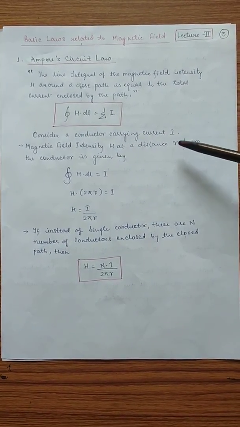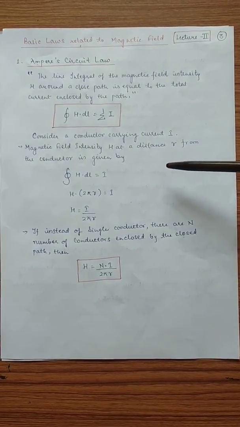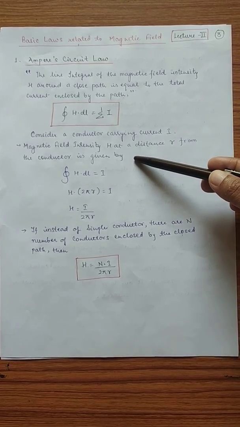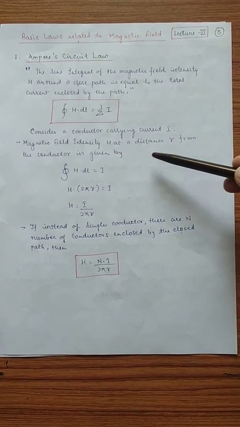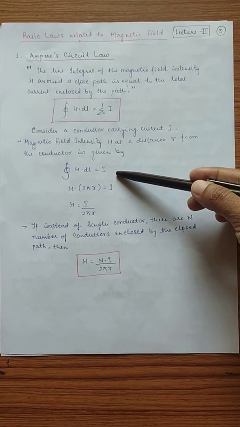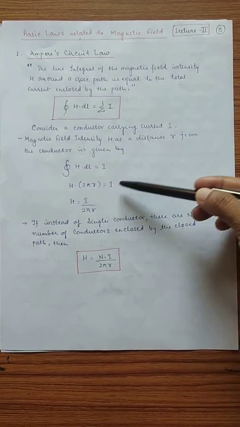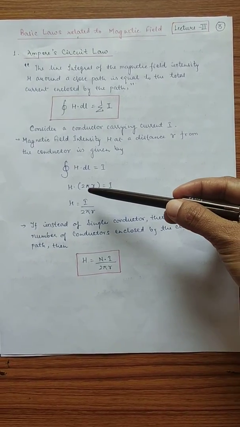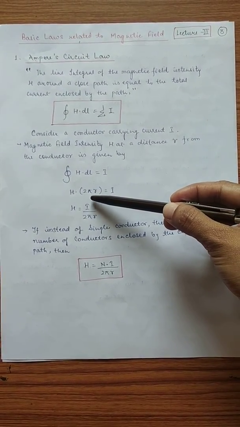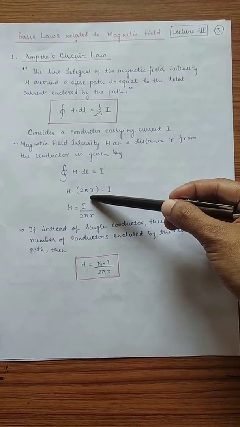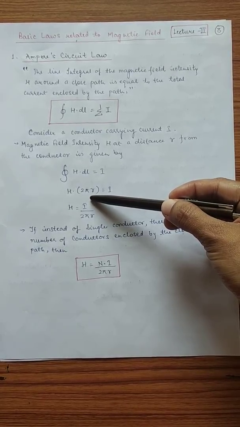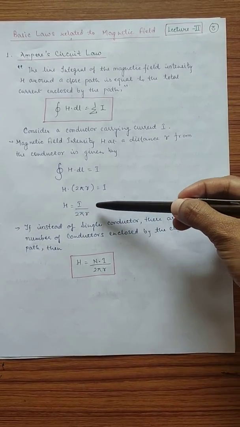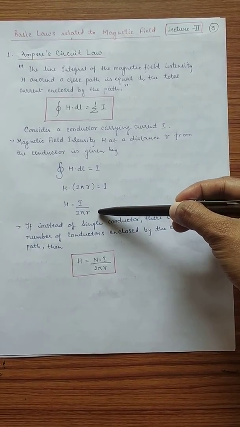If we consider a current carrying element having current I, the magnetic field intensity H at a distance r from the conductor is given by closed integral H dot dl equals I. If we consider the circumference, the periphery is 2 pi r. The length of the path in circular form is written as 2 pi r, so H into 2 pi r is equal to I, so H is equal to I by 2 pi r.